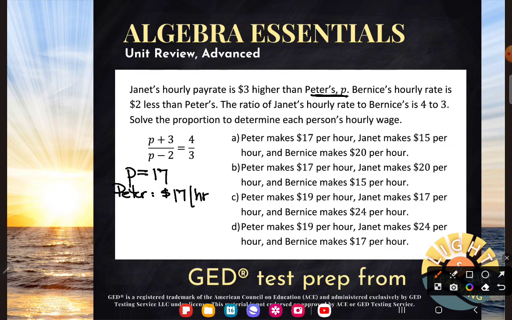Awesome. Now, if I know Peter, the problem tells me how Janet and Bernice are related to Peter, and so I can now use all this information they gave me. Janet's hourly pay rate is $3 higher than Peter's. Well, if Peter's is 17, then Janet's is going to be 3 higher: 18, 19, 20. Get it, Janet? Now, how about Bernice? Bernice's hourly rate is $2 less than Peter. Don't go back to Janet's number. We're talking Bernice in relationship to Peter. So 17, 16, 15. 15 an hour.